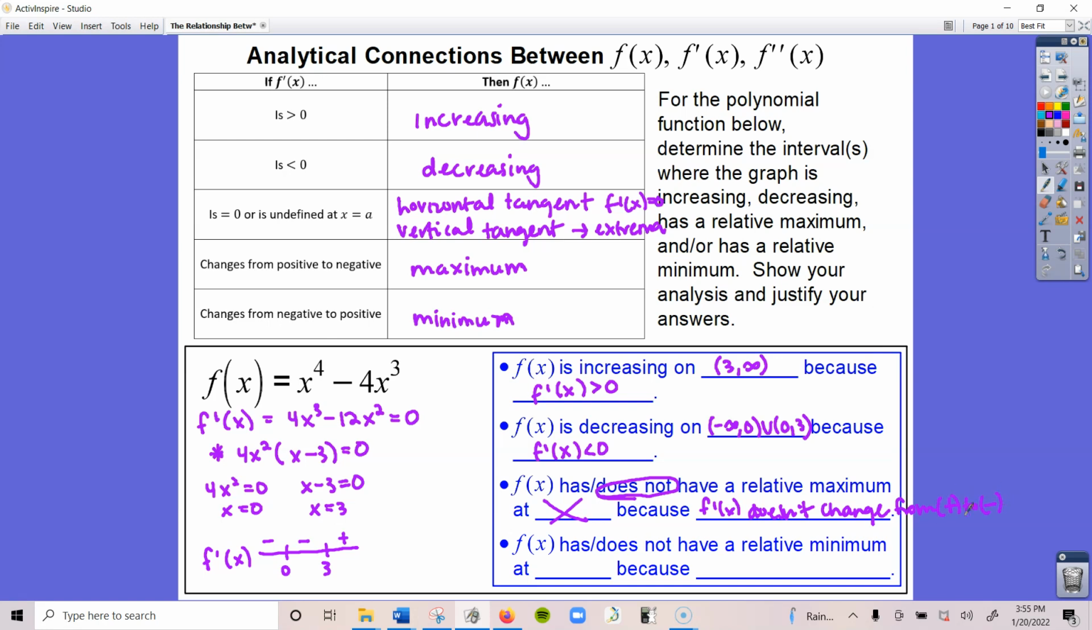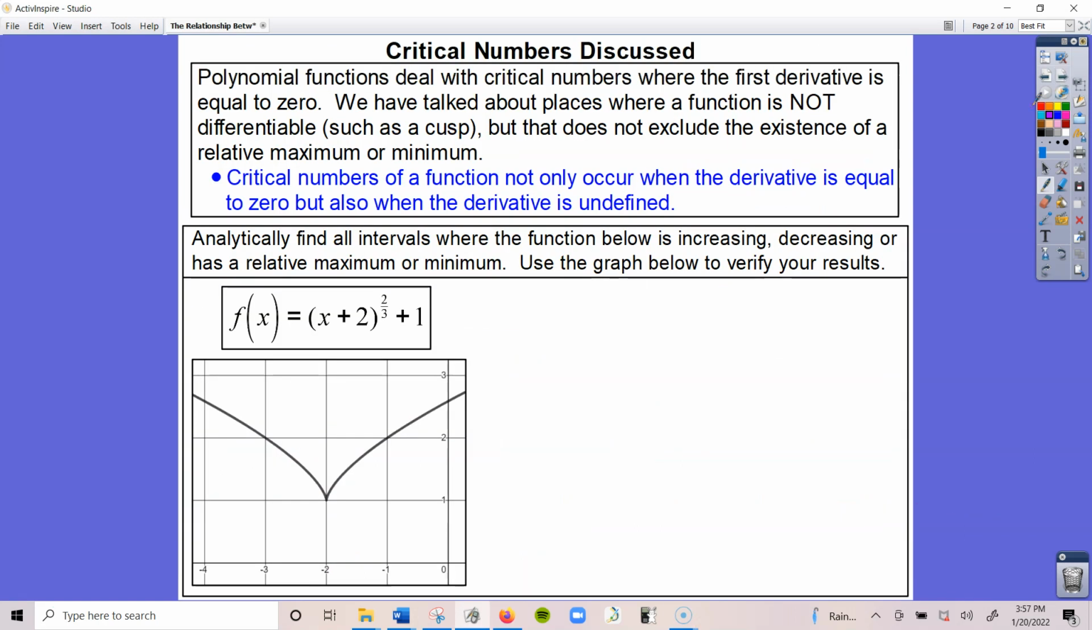Sorry if you can't really see that very well, but it says from positive to negative. Last one here, it says f of x has or does not have a relative minimum. A minimum occurs when it goes from negative to positive, which we do have, so it has a relative minimum at x is equal to 3. And we would say here because f prime of x changes from negative to positive.